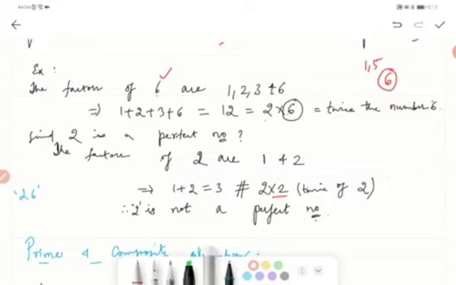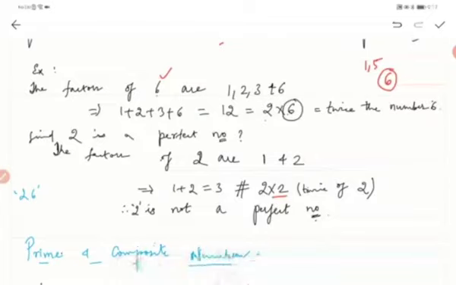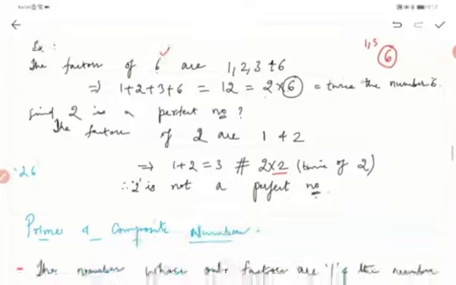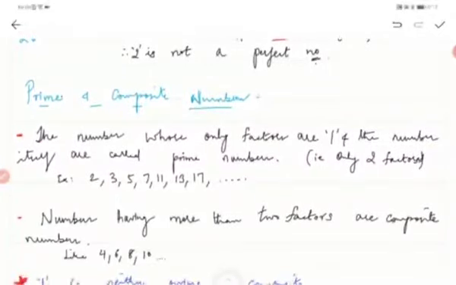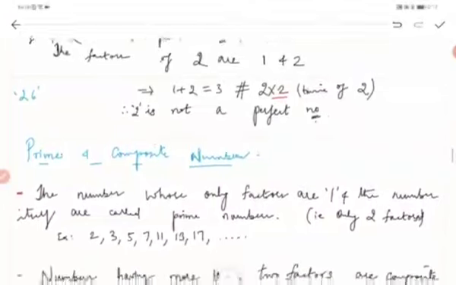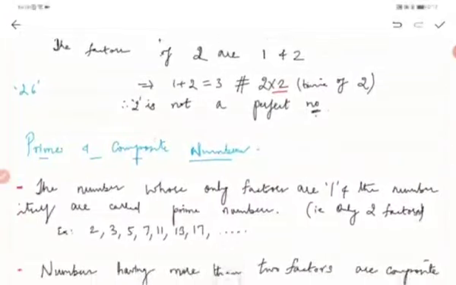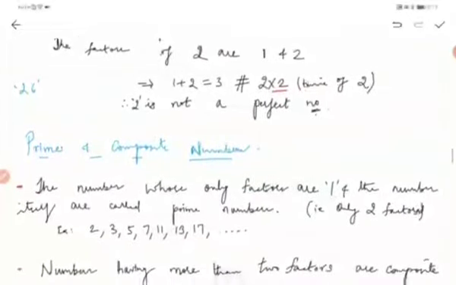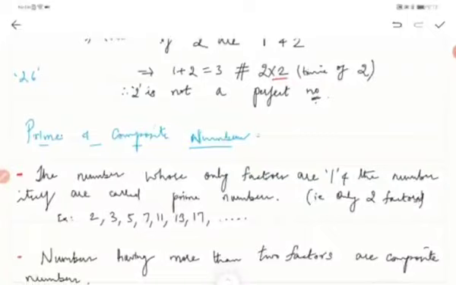Let's move on to the next topic of your chapter, which is very important. The main next part of your chapter would be based on prime and composite numbers, and then later you find the prime factorization, the process of how to do that. Okay, so what are prime numbers? The numbers which have factors only 1 and itself. All right, so those numbers are called prime numbers, and the rest all are composite numbers.